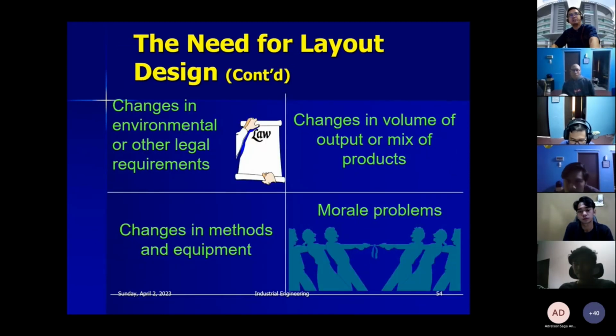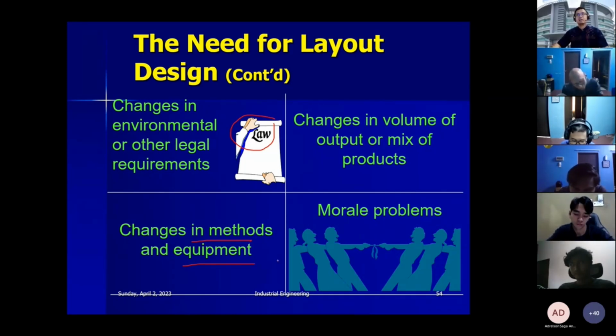Also changes in environmental or other legal requirements, especially the law. Changes in the volume of output or mix of products, or a change in method or equipment. For example, if we were using low technology, such as a CRT monitor, nowadays we are using an LCD monitor. So with a change of technology, method and equipment, we need to redesign the layout again. And last but not least, there is also the morale problem. We want to tackle this problem when we design the layout.